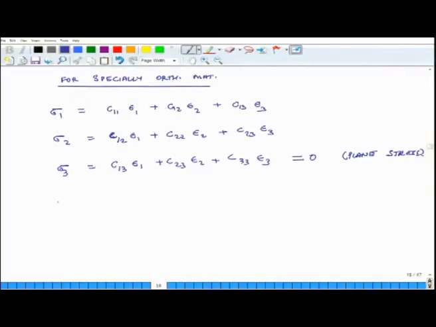So, let us say this is equation A, B and C. From C we can calculate epsilon 3. Epsilon 3 comes out as minus C13 epsilon 1 by C33 minus C23 epsilon 2 by C33.